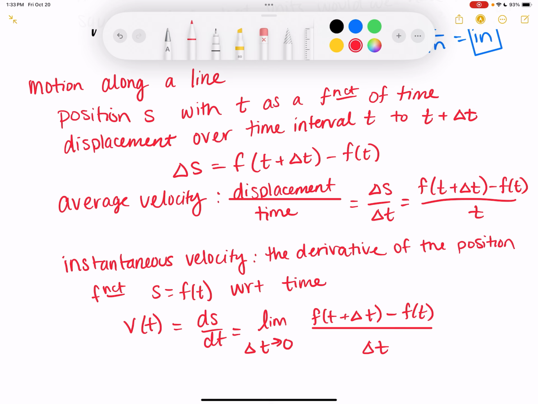So in a sense, it's kind of like finding it at a point. If you're given a point, then you just plug it in for velocity.